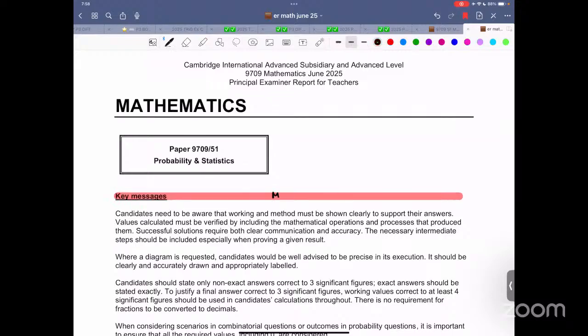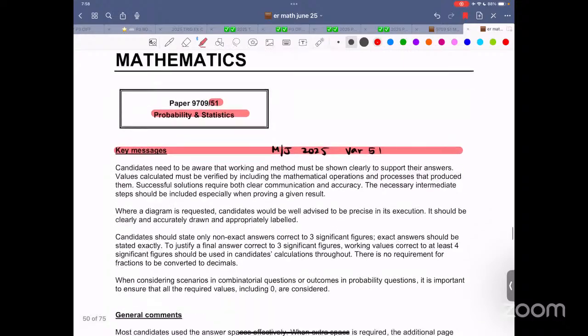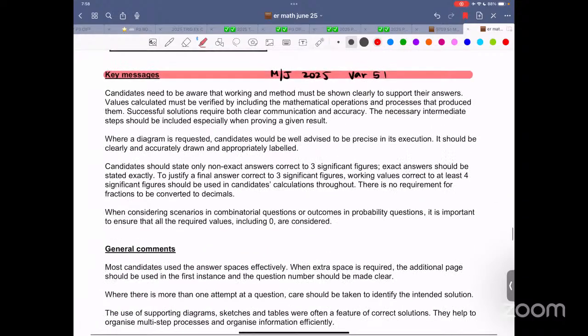This is May, June 2025, variant 5-1. And this is probability and statistics 150. Now, look at this working.